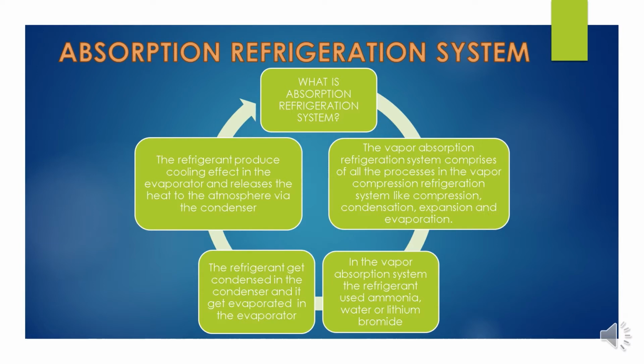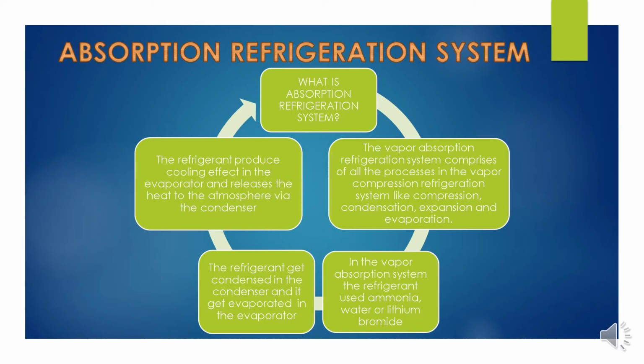Okay, today we will explain about the absorption refrigeration system. What is an absorption refrigeration system? The vapor absorption refrigeration system comprises all the processes in the vapor compression refrigeration system, like compression, condensation, expansion, and evaporation. Later, my friend will explain in more detail about the compression, condensation, expansion, and evaporation.